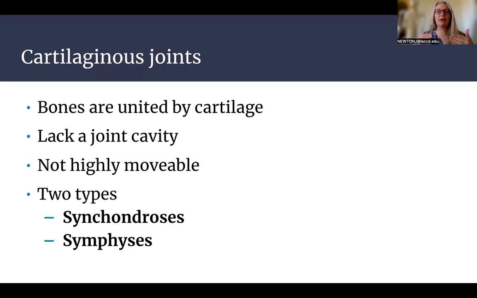Okay, so because we have a connective tissue running all the way through that joint, these cartilaginous joints are not highly movable. Now, there are two types that we're going to look at. The first is synchondroses, the second are the symphyses. Okay, let's look at synchondroses first.